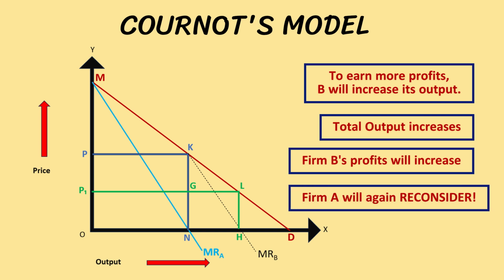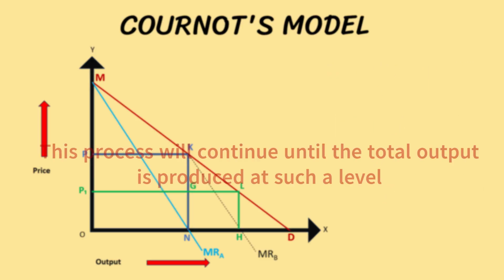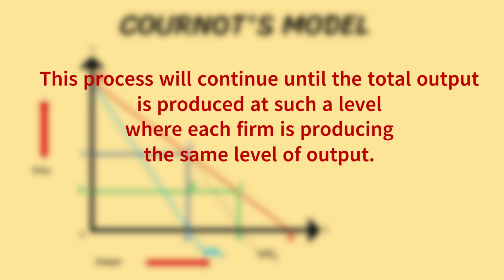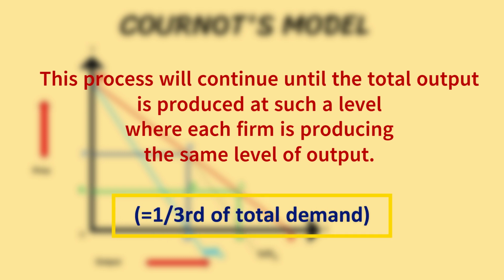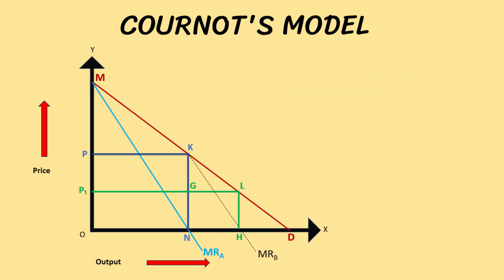This process of adjustment and readjustment, where firm A reduces its output to earn more profits, and firm B increases its output again with the same motive, that is profit maximization, will continue until the total output is produced at such a level where each firm is producing the same level of output, which would be, please make a note of it, one third of the total demand, as we saw in the theory's explanation where we used numbers.